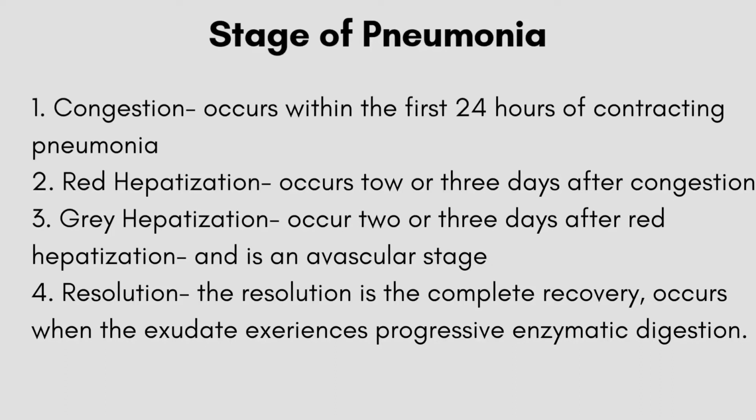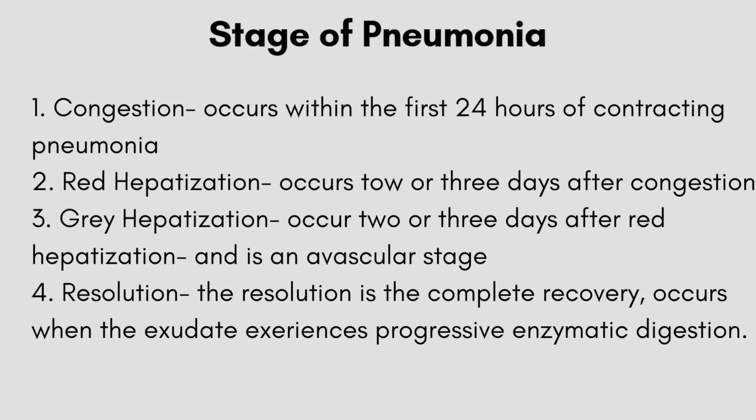Next is the red hepatization. This stage occurs 2 or 3 days after congestion. At this point, the lungs will be red, firm, and airless, resembling the liver. Alveolar capillaries will be engorged with blood and vascular congestion will persist. During the red hepatization stage, the alveoli will contain many erythrocytes, neutrophils, desquamated epithelial cells, and fibrin.